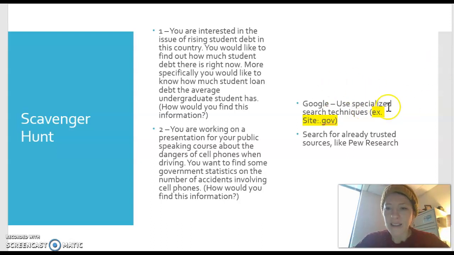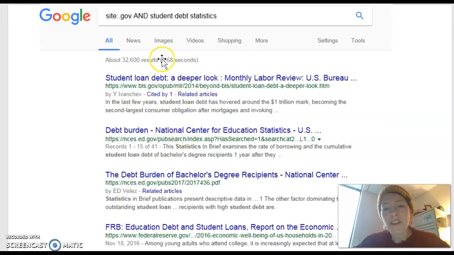But if I use some of the specialized techniques like using site:.gov or using Boolean terms, I'm going to get better results. For instance, rather than just going into Google and typing in student debt statistics, I could use site:.gov and student debt statistics, and my results are going to be focused in on government websites that are more likely to give me high quality statistics in this area. I don't have to wade through a bunch of junk to find what I'm looking for. I'm going to have a lot more specialized information.